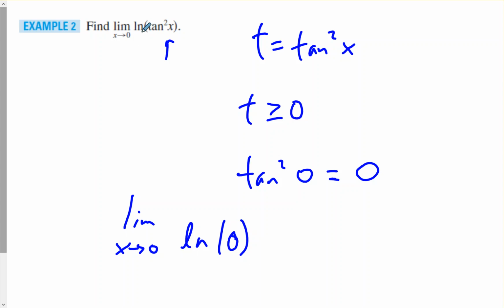So if we have that, then we basically have ln of 0, and we know that this is going to go to negative infinity just from our discussion of our previous problem, when we had ln of x as x approaches 0. This one went to negative infinity. So that's the case with this one as well. This one will also go to negative infinity.